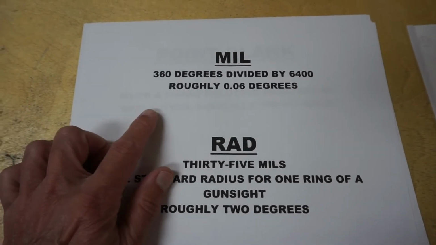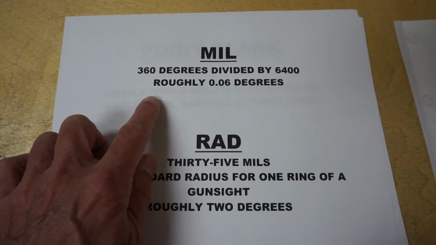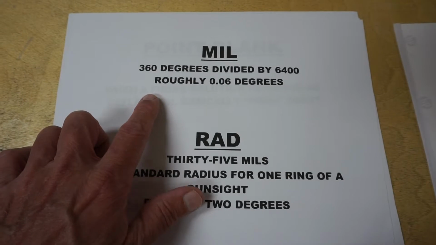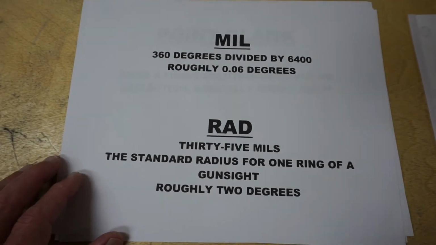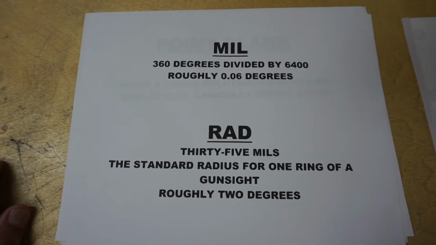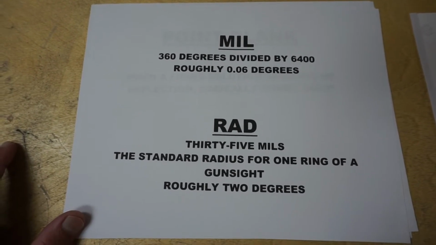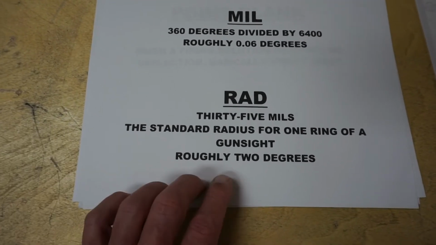Another term that we'll be using here is a mil. A mil is 360 degrees divided by 6,400. It is roughly 0.06 degrees. A mil is used because degrees in the 360 degree circle are actually too large for the corrections that we'll be using. A rad is 35 mils.